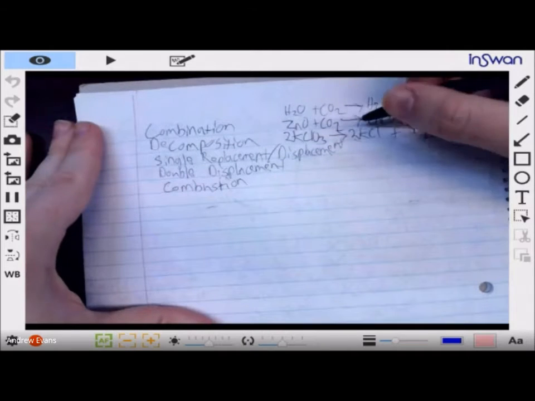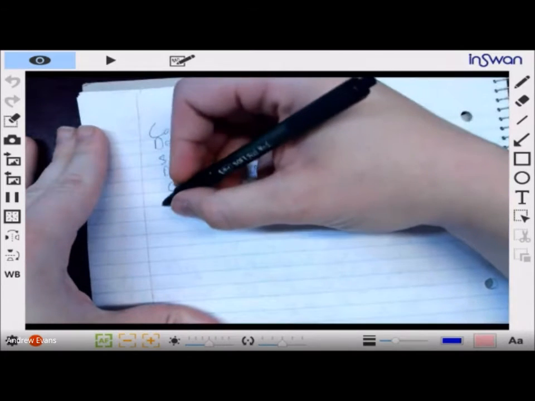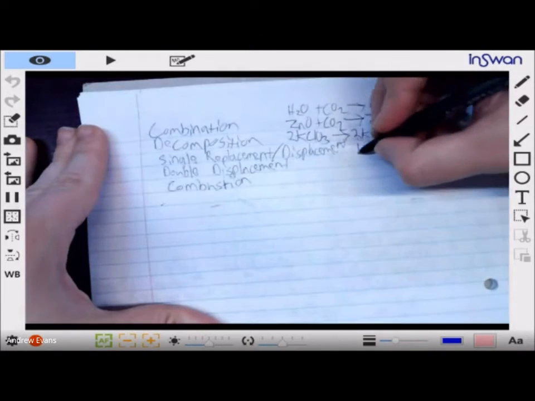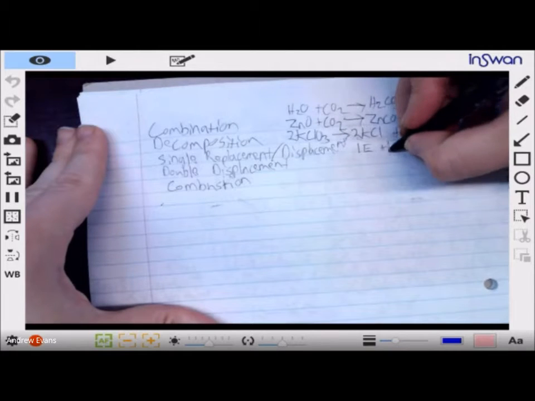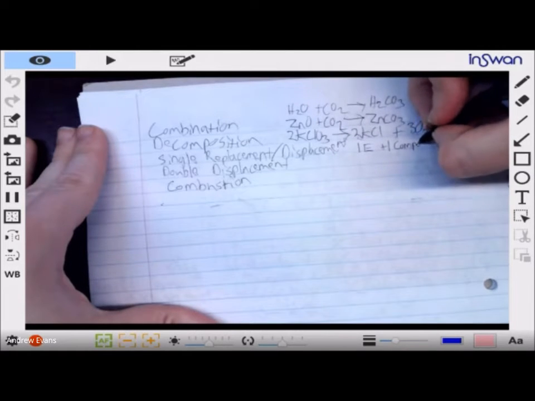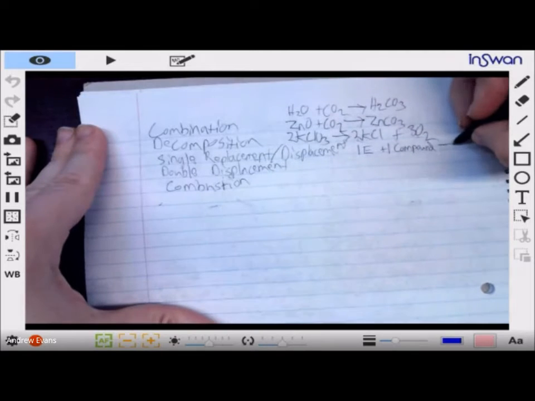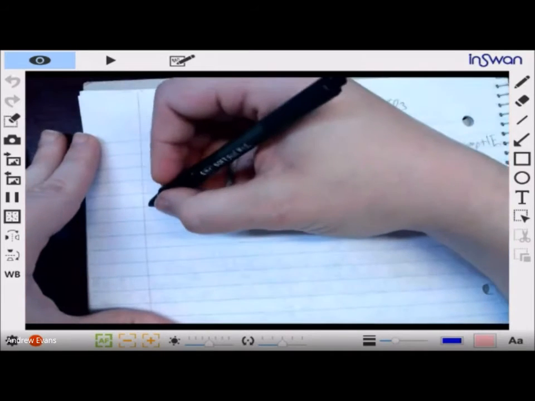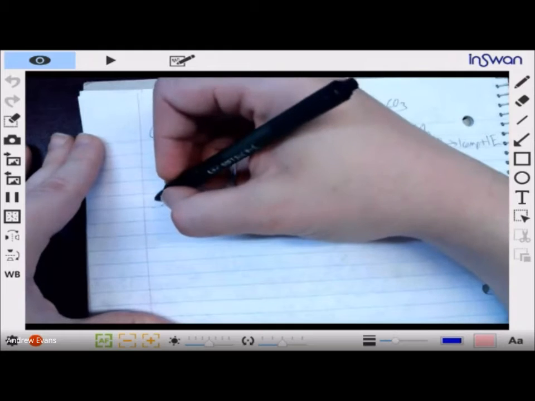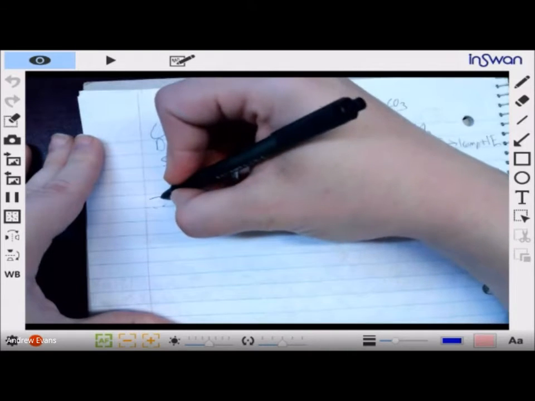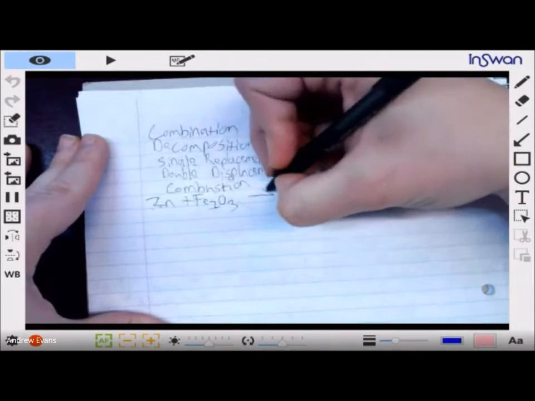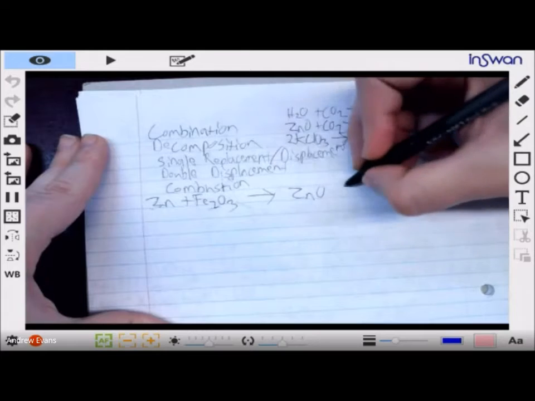The single displacement looks very similar to the double displacement, but the single displacement basically has one element plus one compound, and then they swap places. The idea is that we switch from an element to a compound. Like say, if I had zinc plus iron oxide would go to zinc oxide and iron.